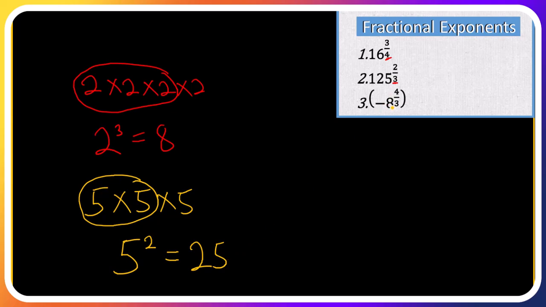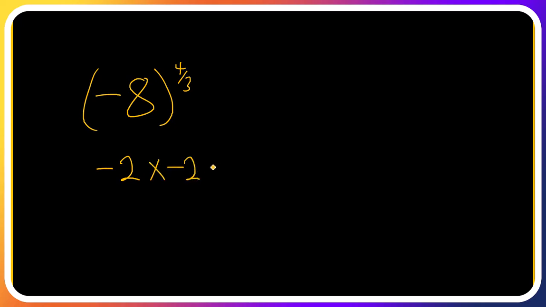Now to the last example, -8 to the power 4/3. Considering the denominator 3, meaning we need 3 numbers. So we need a negative number repeating itself 3 times that gives us -8. And this is the number: -2 multiplying itself 3 times gives us -8.